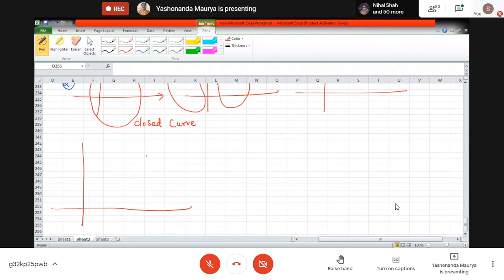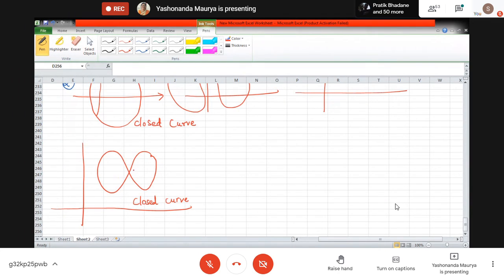So now what about this particular curve? See, I started from here and I ended over here. Okay, but in this case what is happening is this is a closed curve. Is this a closed curve? It is starting and ending at the same point, so it is a closed curve.